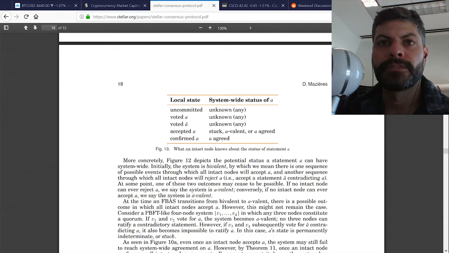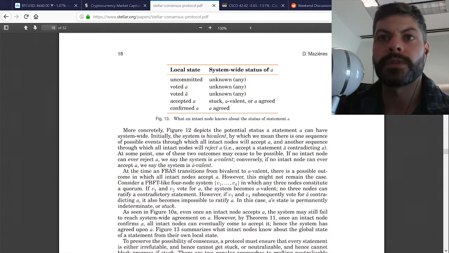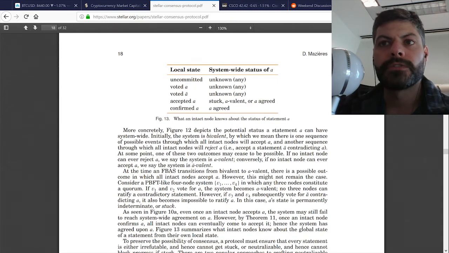More concretely, Figure 12 depicts the potential status a statement A can have system-wide. Initially, the system is bivalent, by which we mean there is one sequence of possible events through which all intact nodes will accept A, and another sequence through which all intact nodes will reject A, that is, accept a statement A dash contradicting A. At some point, one of these two outcomes may cease to be possible. If no intact node can ever reject A, we say the system is A-valent. Conversely, if no intact node can ever accept A, we say the system is A-dash-valent.